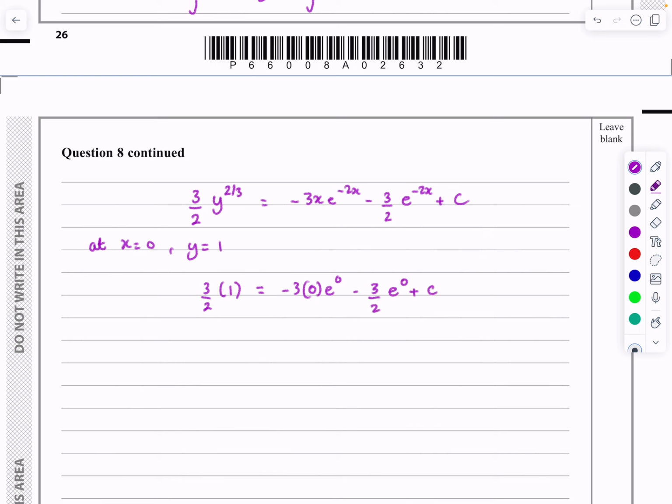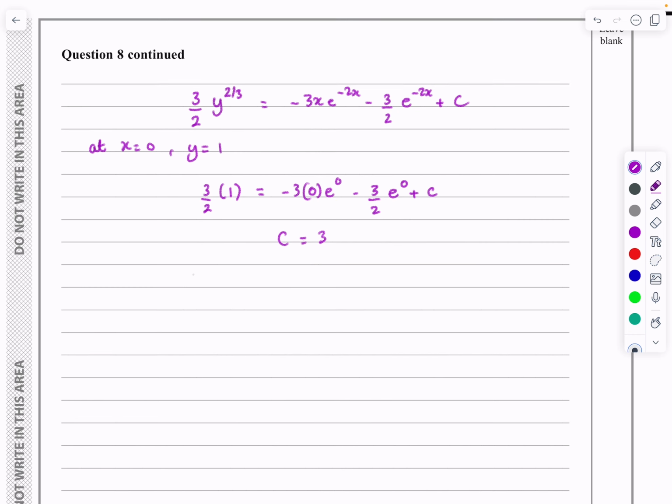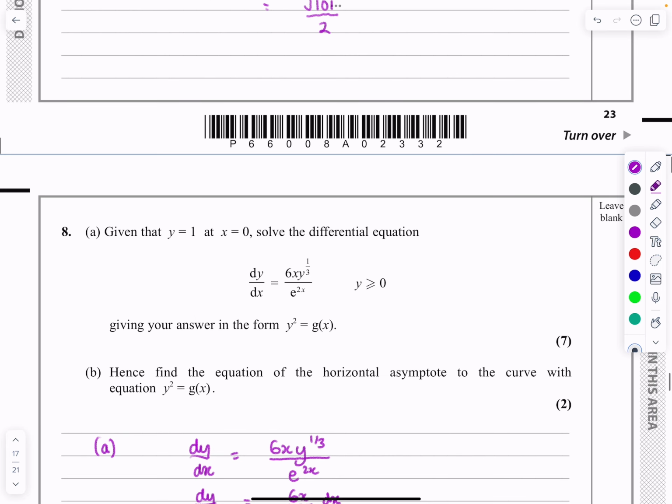Remember, anything to the 0 is 1, so we're going to get a value here, we're going to get a value here, but we're not going to get anything there. Anyway, that all tidies up. You can take your time. That tidies up to be that c works out to be equal to 3. And if c is equal to 3, I can then say, okay, 3 over 2 y to the 2/3 is equal to minus 3x e to the minus 2x minus 3 over 2 e to the minus 2x plus 3.